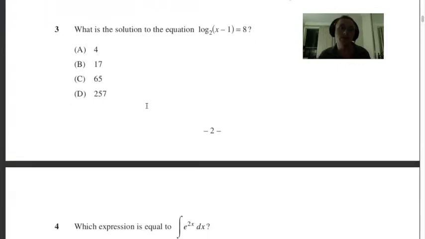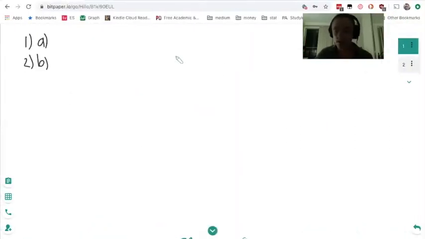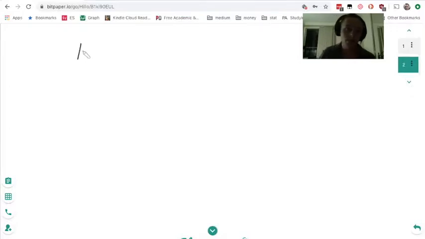Question 3, what is the solution to the equation log base 2 of (x minus 1) equals 8? That's a very interesting question. Off the top of my head, I'm leaning very strongly towards D. We need to understand how logarithms work. So log base 2 of (x minus 1) equals 8. Really, what's this saying? It's saying 2 to the power of 8 equals x minus 1.